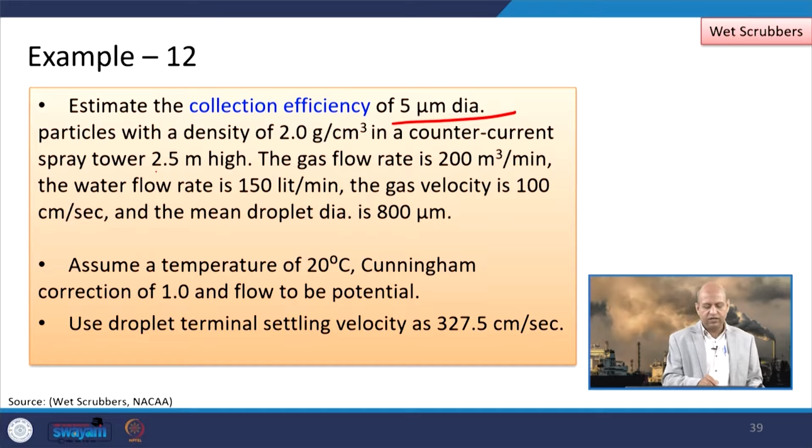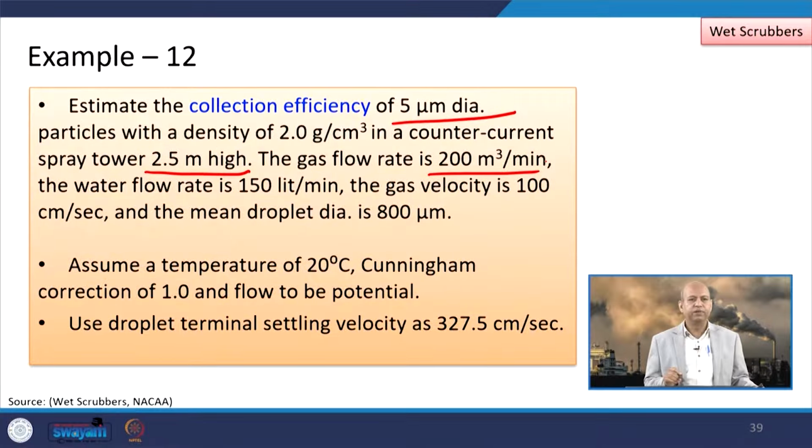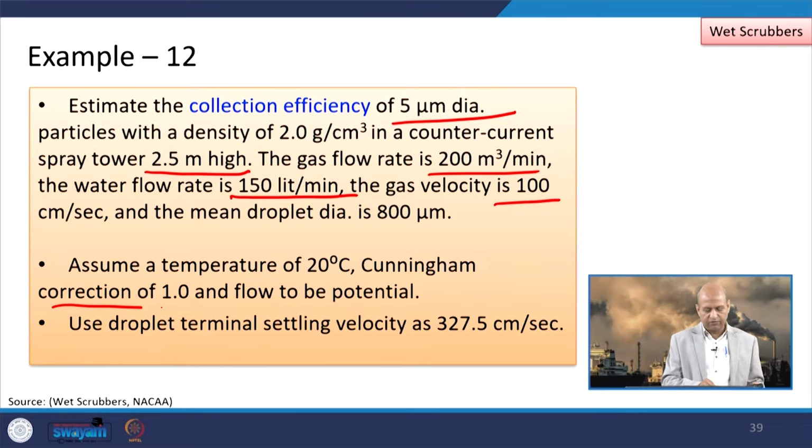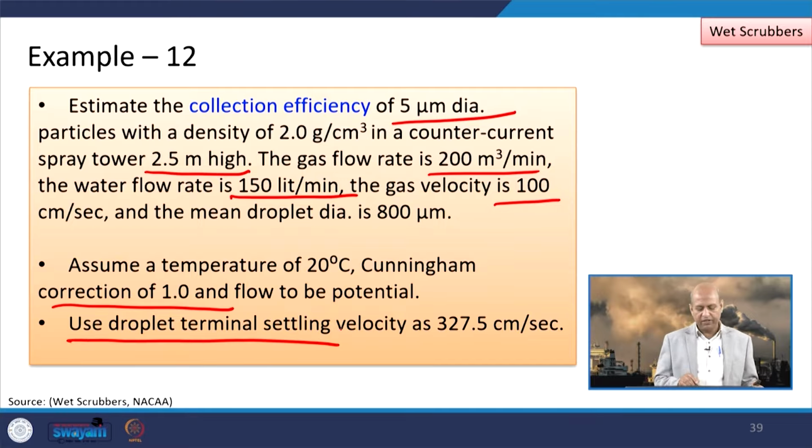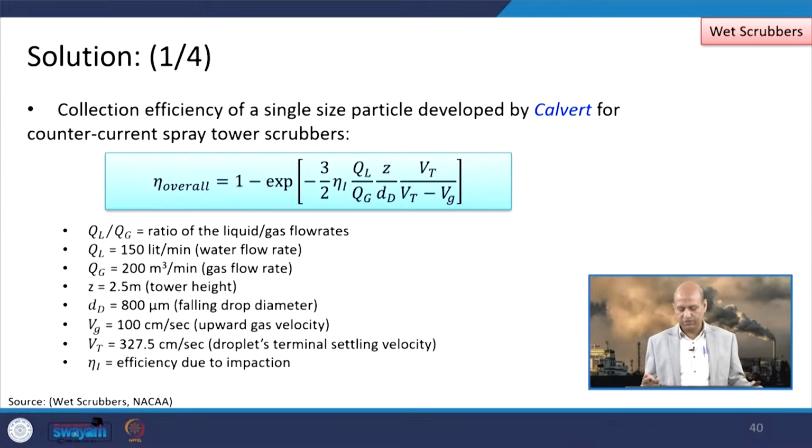The tower's height is 2.5 meter and the gas flow rate is around 200 cubic meter per minute, and the water flow rate is 150 liter per minute. Gas velocity is also given, 100 centimeter per second, and the droplet diameter is around 800 micrometer. We need to assume a temperature of 20 degree Celsius, a correction factor of 1, and potential flow. Use droplet terminal settling velocity of around 327.5 centimeter per second.